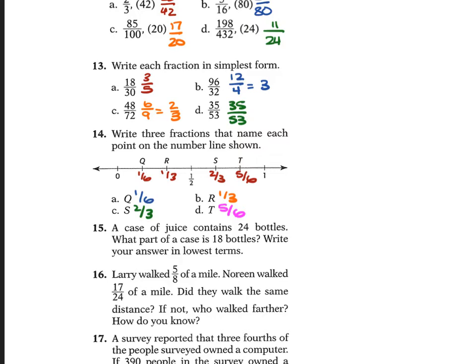15. It says, a case of juice contains 24 bottles. What part of the case is 18 bottles? Write your answer in those terms. Okay, so we just put the 18 over the 24, and then we simplify. 18 and 24 are both divisible by 3. 3 goes into 18 6 times. 3 goes into 24 8 times. This is also both divisible by 2, so this is 3 over 4.